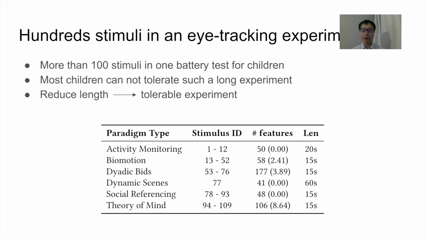For instance, we have 109 stimuli in our experiments from 6 different stimulus groups. The goal of our experiment is to find useful biomarkers to distinguish children with and without autism. Most children can hardly tolerate such a long experiment. If we can select a subset from the 109 stimuli, then we can reduce the length of the eye-tracking experiment and make the experiment more tolerable for young children.